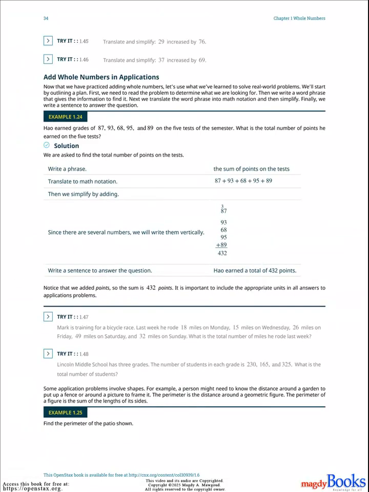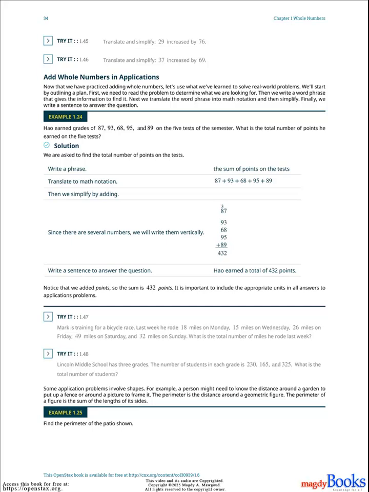Try it 1.45. Translate and simplify. 29 increased by 76. Try it 1.46. Translate and simplify. 37 increased by 69.